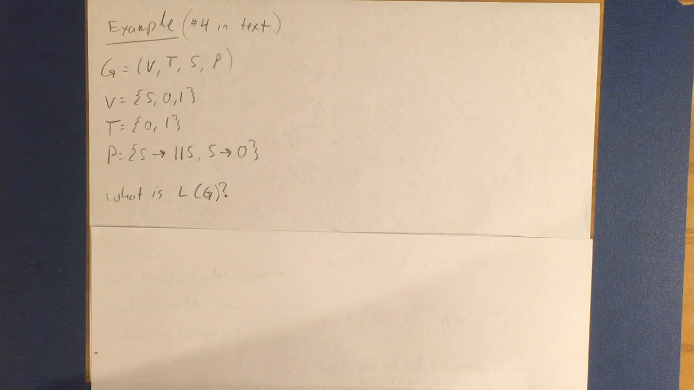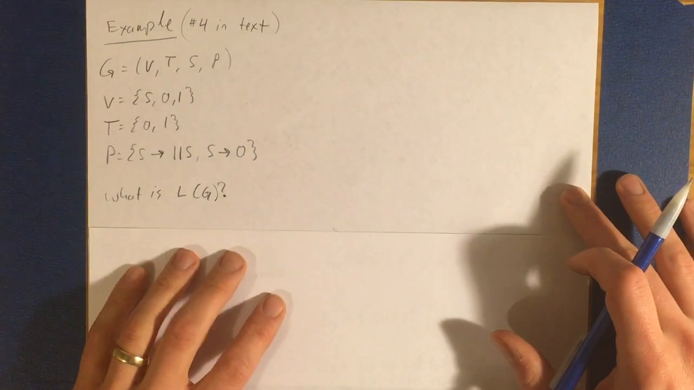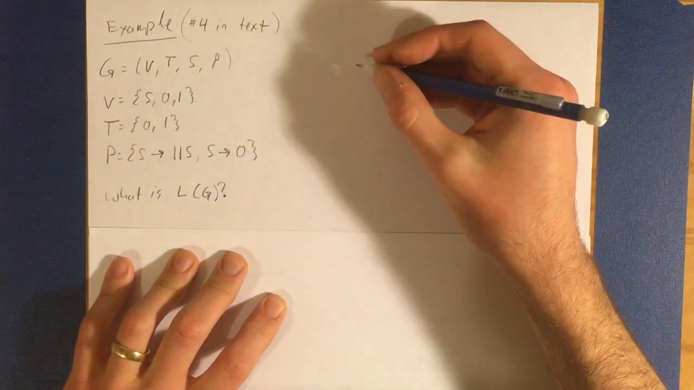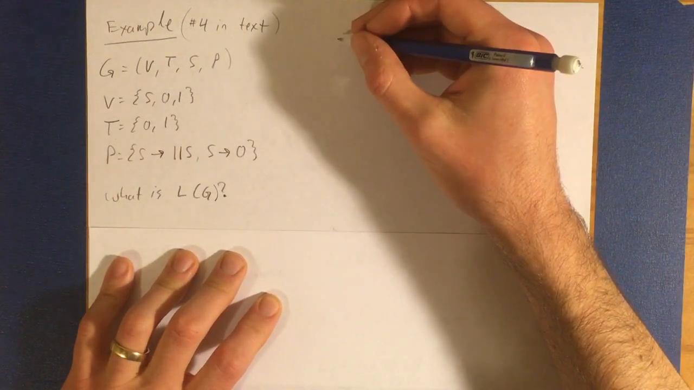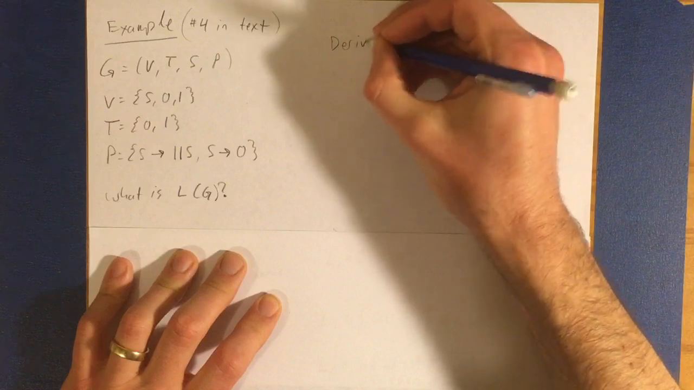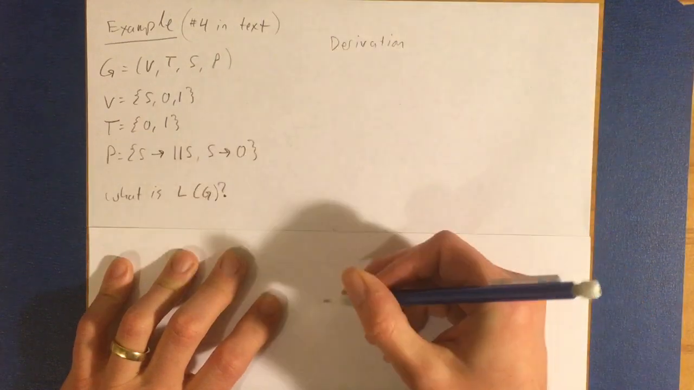If you haven't read the textbook yet, if you haven't looked at this particular example, I encourage you to pause and try to figure that out on your own. Figure out what the language is and try to find a nice way to write down what that is. If you've already read the textbook and you recognize this example, then hopefully I'm just clarifying it and not wasting your time. But all right, let's go ahead and figure this out.